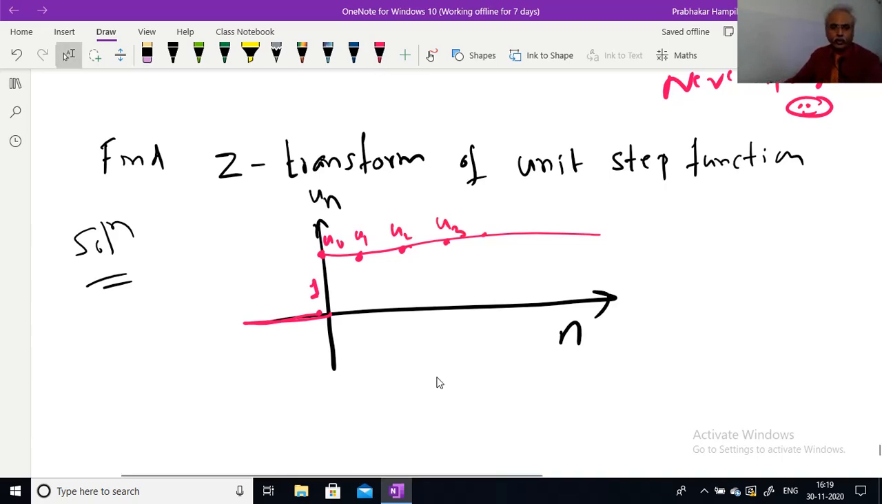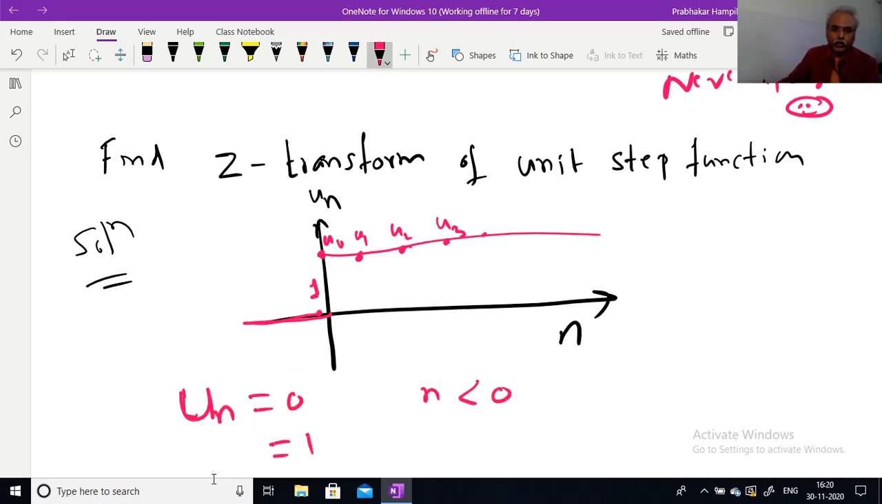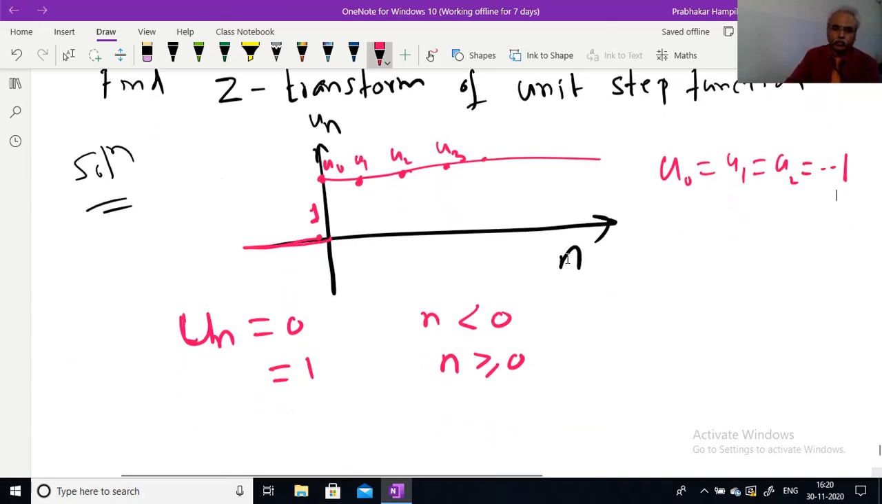Now the unit step function: the value u(n) is 0 for n less than 0 and it becomes 1 for n greater than or equal to 0. That is, height is 1, 1, 1. All of u0, u1, u2 and so on become 1. Unit step means it comes like this, suddenly takes one step up, becomes unit step and remains as it is.